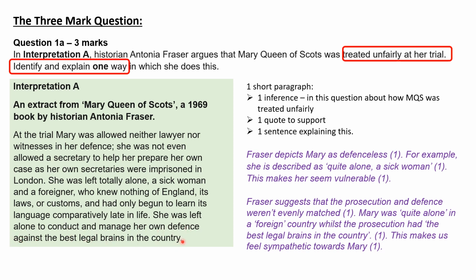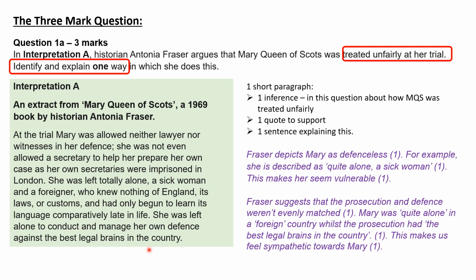So at the top of the interpretation, it says she's not allowed a lawyer, and then in comparison, the people that have put her on trial are the best legal brains in the country. And this leads us to infer that the prosecution and defence weren't evenly matched. We've then got quotes to support this. So Mary was quite alone in a foreign country, whilst the prosecution had the best legal brains in the country.